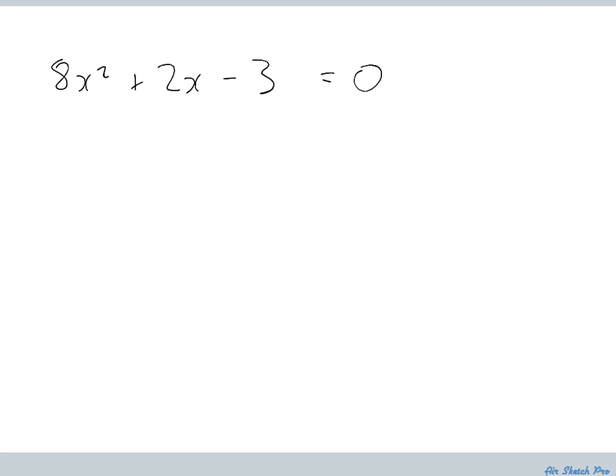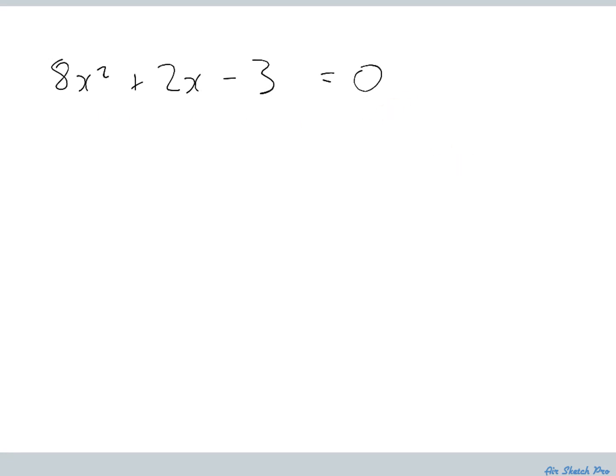It depends on what kind of method you utilise, obviously, to get it. What makes this problem different from the other ones, of course, is that we've got a is not equal to 1. So we've got a number in front. And this is still not that hard. It's not that bad, really.